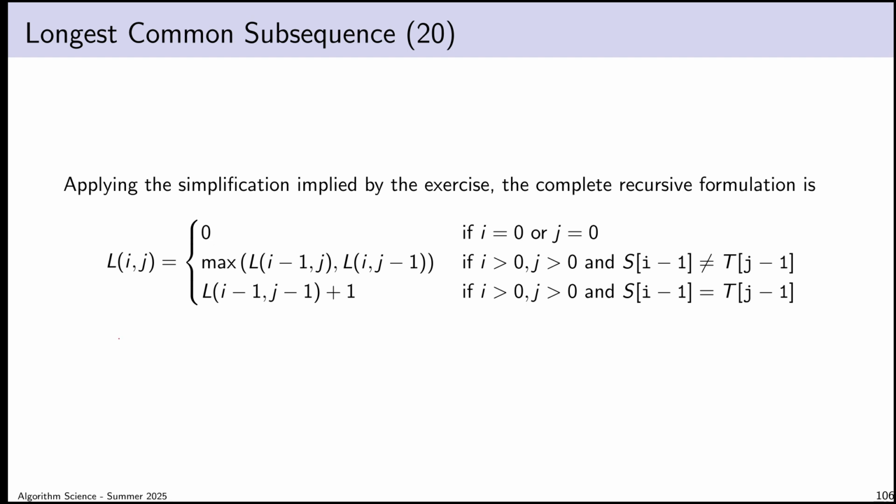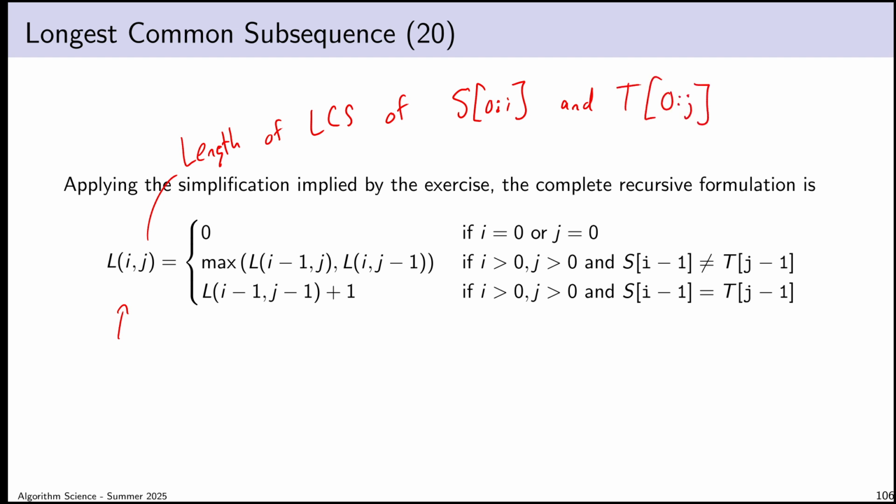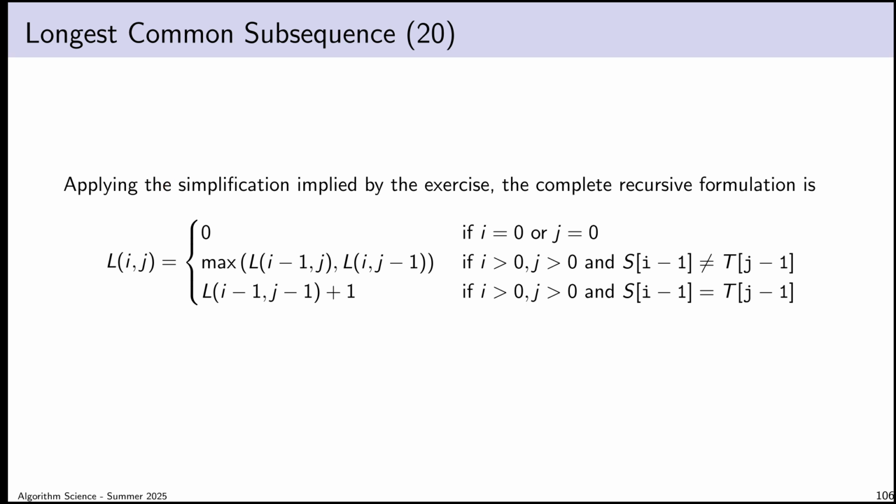In any event, here is the finished recurrence for L(i,j). Remember that L(i,j) is the length of the LCS of the first i characters of S, so indices 0 through i, and the first j characters of T, indices 0 through j. What I ultimately want is the LCS of n, m. I want to know the length of that longest common subsequence and then work backwards to find the actual characters in the sequence. Okay, so our base case is when either of our two strings is empty, well then the longest common subsequence always has length 0.